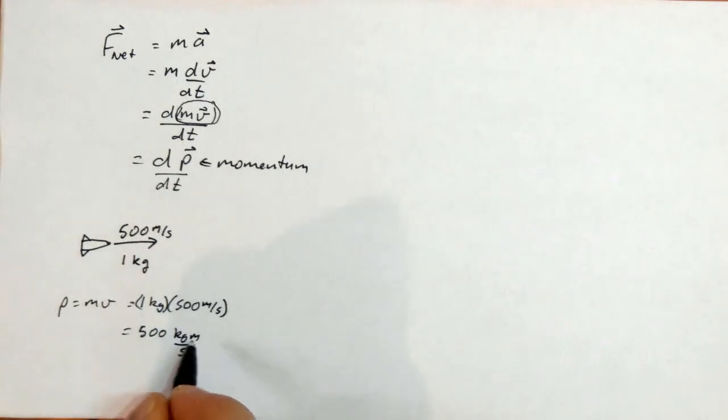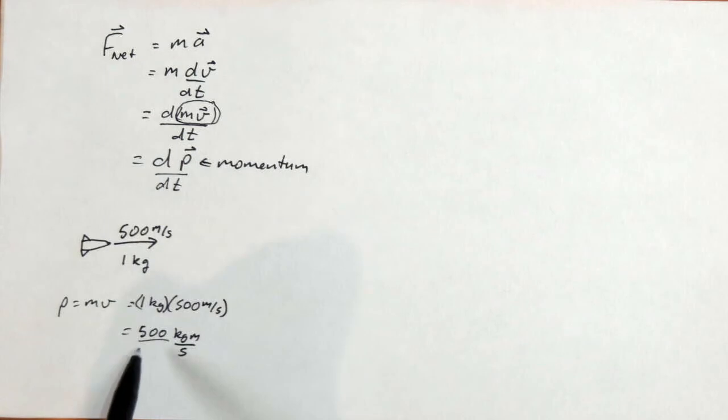So the units of momentum are kilogram meters per second. All right, and this has 500. So just to give you a perspective, this is a supersonic rocket that weighs about a kilogram, a couple pounds, and has a momentum of 500 kilogram meters per second.